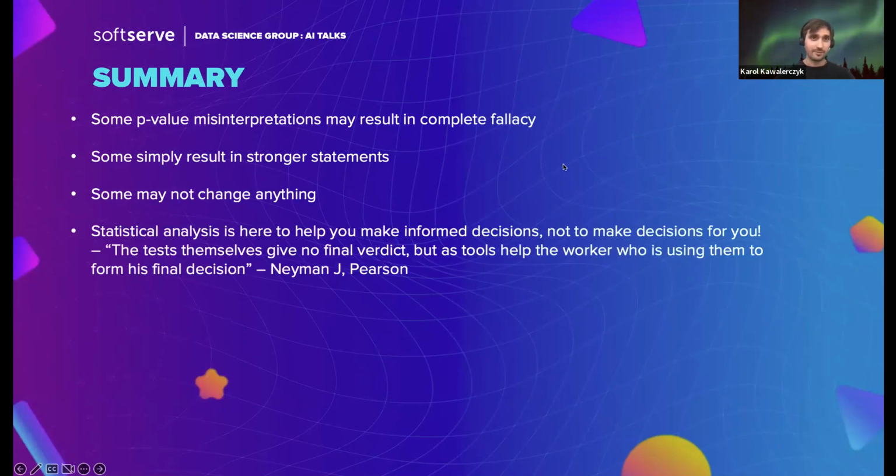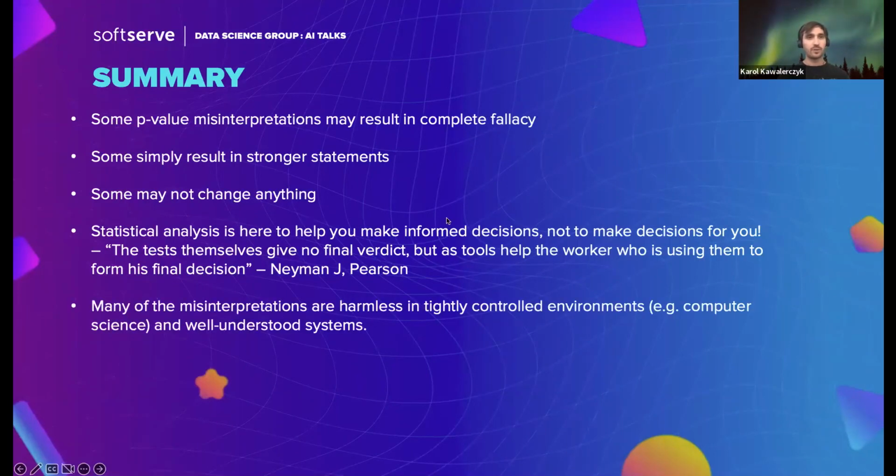I will repeat it all one more time. Statistical analysis is here to help you make informed decisions. It's not to make the decisions for you. And it's so important that I found a sentence from Neyman and Pearson, famous statisticians: "The tests themselves give no final verdict, but as tools help the worker who is using them to form his final decision." Remember, it's just a tool. It's not an algorithm to make the decisions.